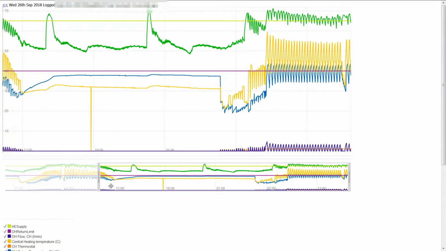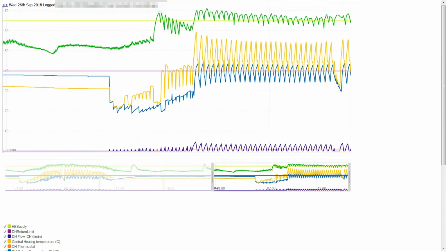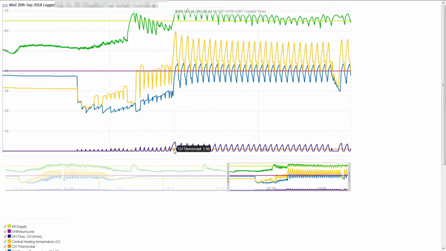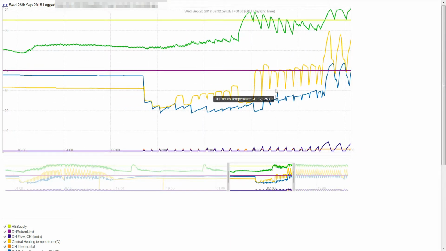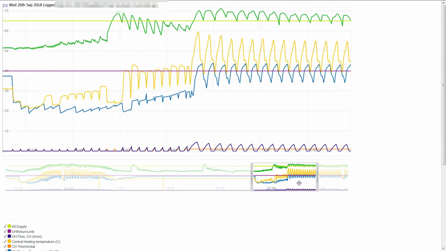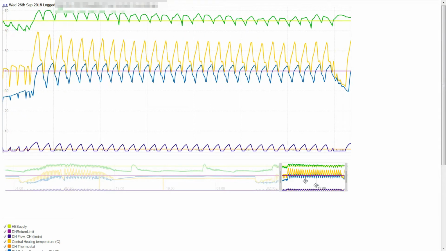Now, if we zoom in, it allows us to also see whether the central heating thermostat is calling. Now, what we can see here is a system where the domestic central heating return temperature is hitting the return limit, while the output temperature isn't reaching the target temperature.